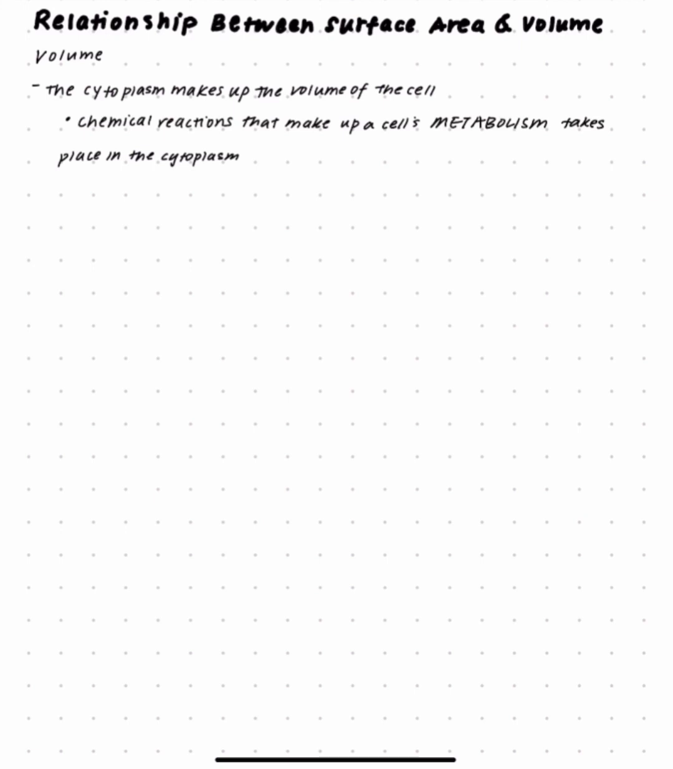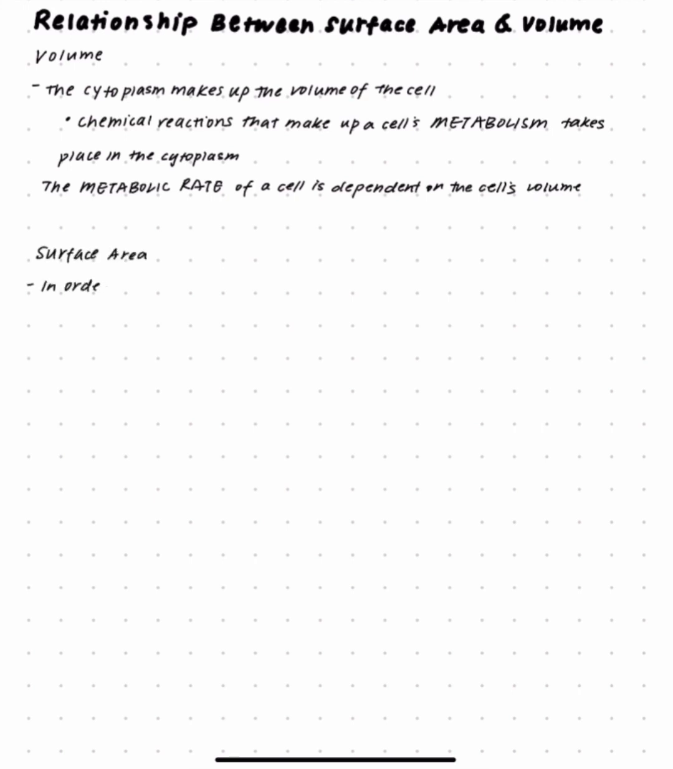Okay, now I'm going to be going over the relationship between surface area and volume in terms of the cell. So in terms of volume, the cytoplasm makes up the volume of a cell. In the cytoplasm, chemical reactions take place within it, making up the cell's metabolism. And the metabolic rate of the cell, or the rate of all the reactions that take place in the cytoplasm, is dependent on the volume of a cell.